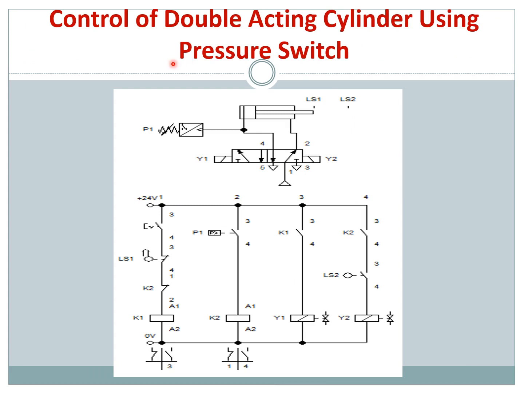Finally, before we finish today, we will discuss control of a double acting cylinder using a pressure switch. You have a pressure switch here. When you have a push button input here, LS1 is connected because it is in the return stroke. K2 is energized, and since this is initially connected, K1 will be energized. When K1 is energized, it will be connected here and Y1 will be energized. It will change state, and your cylinder will start to extend.